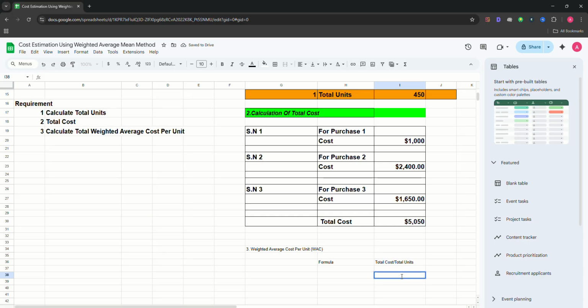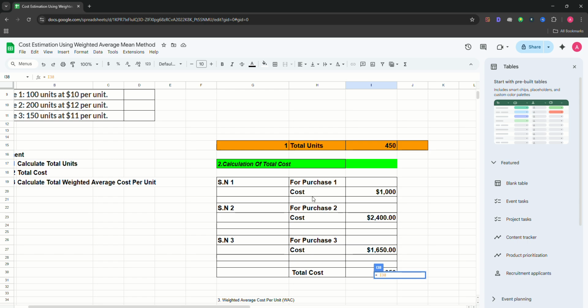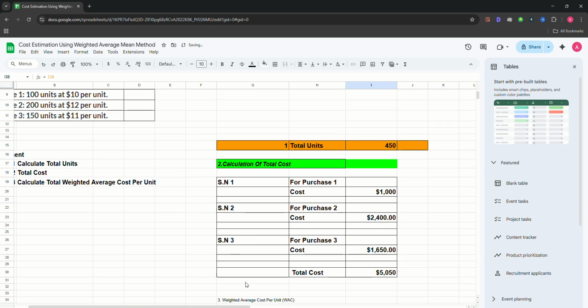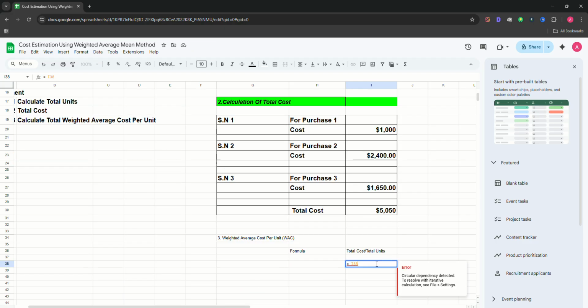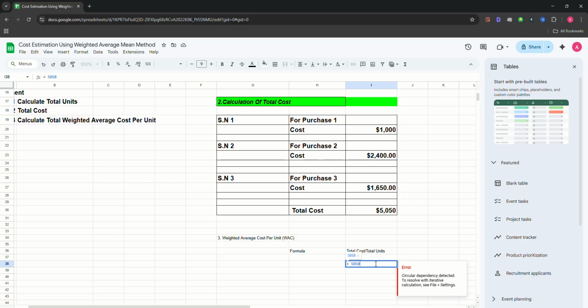So for this, what you need to do is just find out 5050 divided by 450. So this is the weighted average cost per unit.